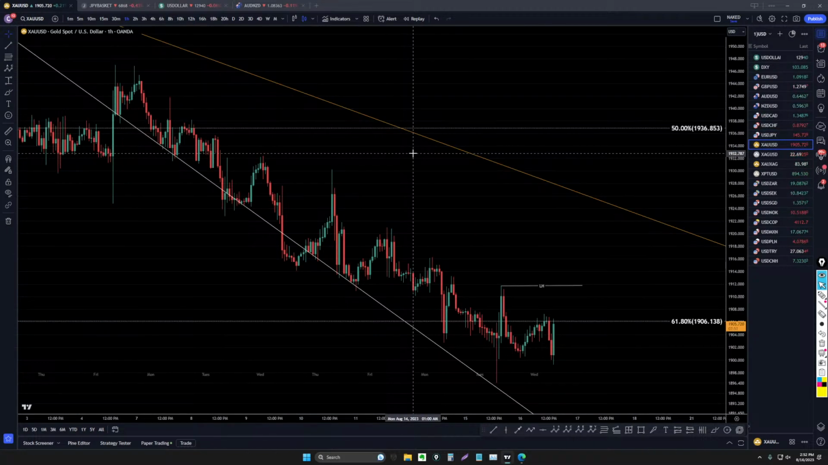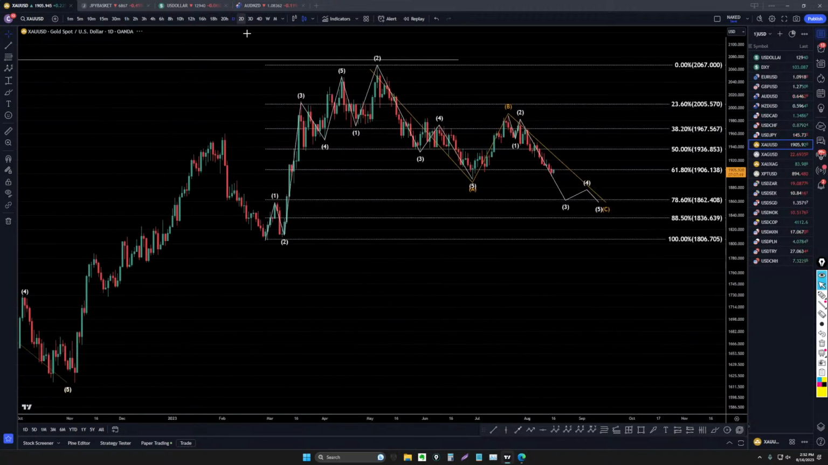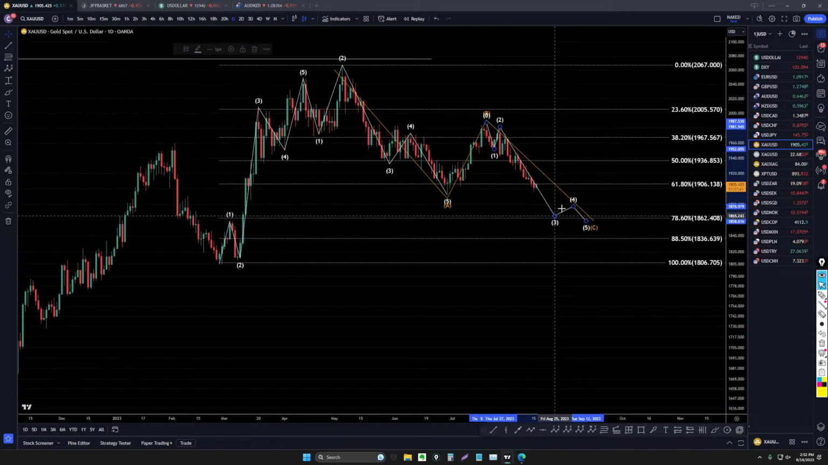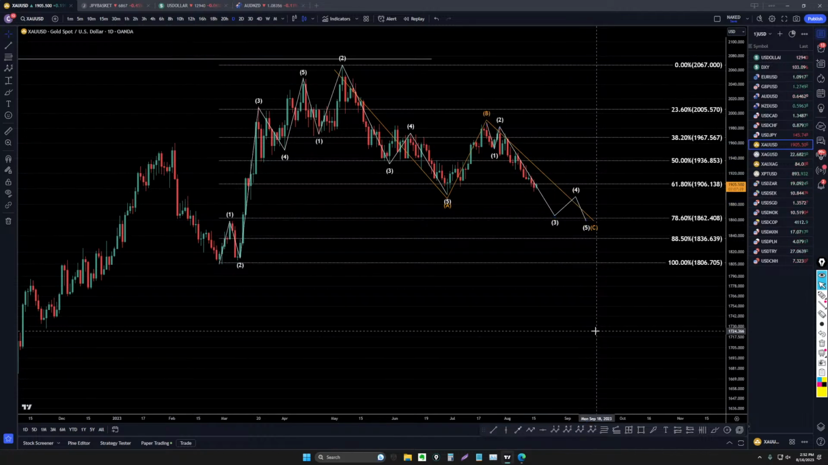So let's go check out gold. I think gold is due for a move up too. Yeah, maybe. I mean, it definitely hasn't confirmed it yet. It seems to me like gold is going to go down to the 78% minimum.